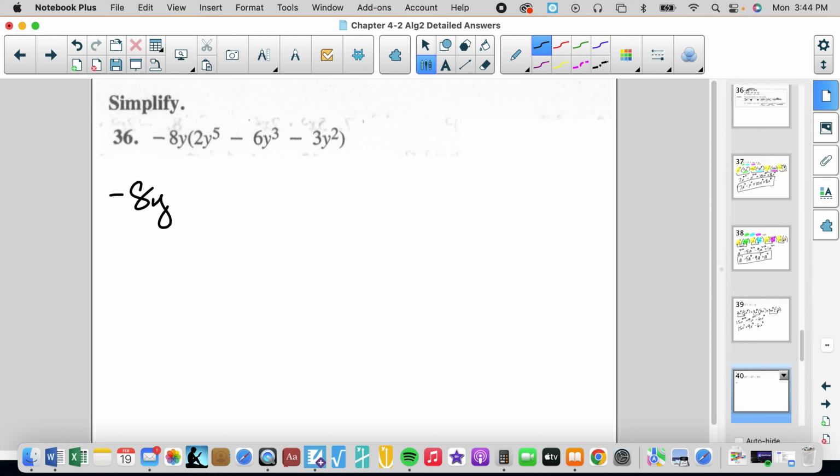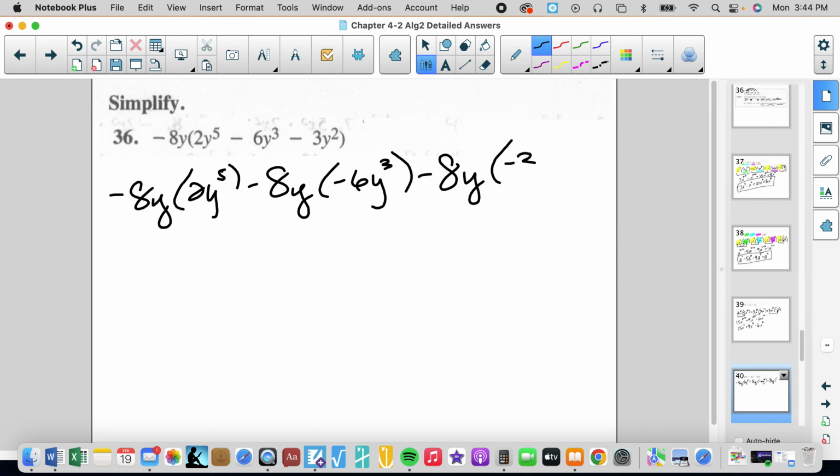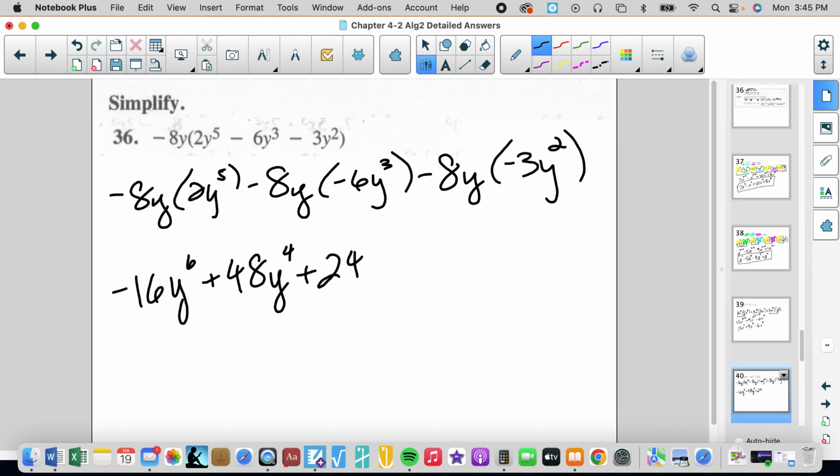Negative 8y times 2y to the fifth minus 8y, that's what we're distributing to our second term, which is negative 6y to the third, and distributing a negative 8y to our third term, which is negative 3y squared. Negative 8 times 2 is negative 16, y to the 1 plus 5 is 6, plus 6 times 8 is 48, y to the 1 times y to the third is y to the fourth. Negative 8 times negative 3 is positive 24, y to the first times y to the second, which is y to the third.